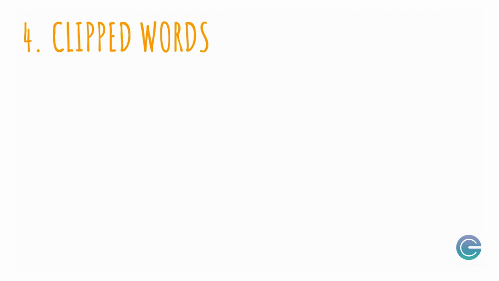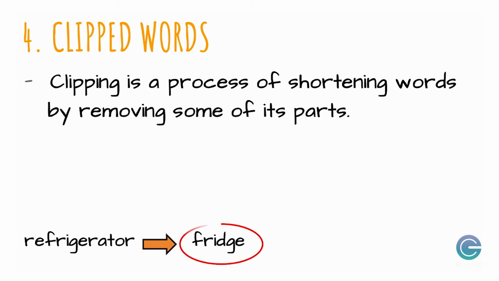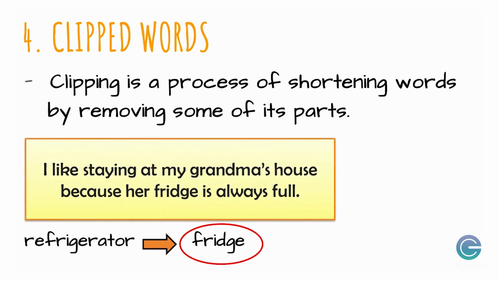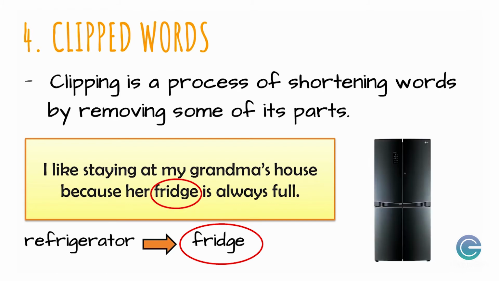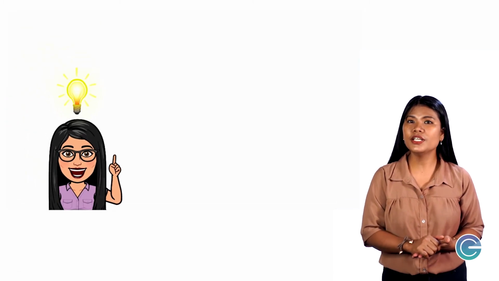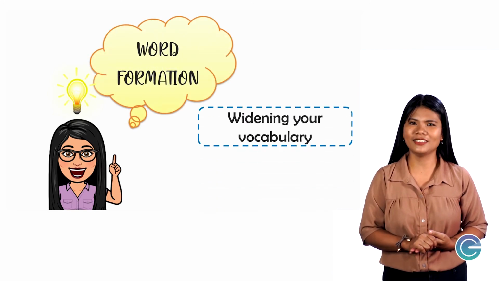Next, number 4, clipped words. Clipping is a process of shortening words by removing some of its parts. The parts removed may be the beginning, middle, or ending letters or syllables. Clipped words retain the meaning of the original word. Example, I like staying at my grandma's house because her fridge is always full. Our clipped word here is the word fridge. As you can see with the given examples, learning about word formation will assist us in widening our vocabulary.